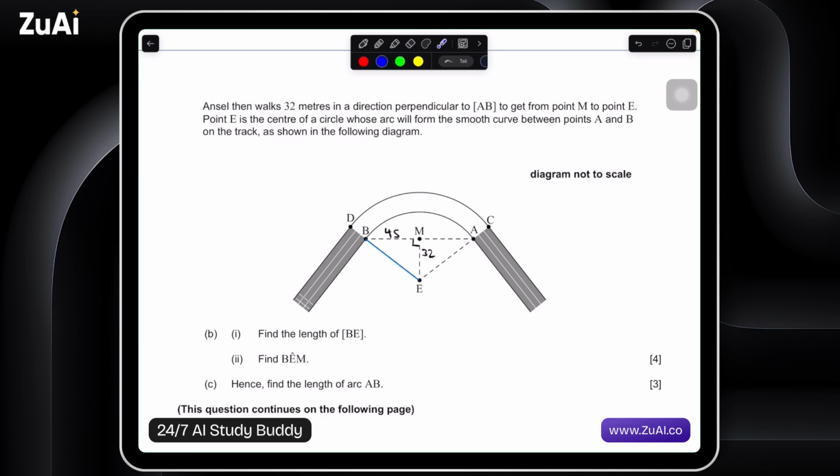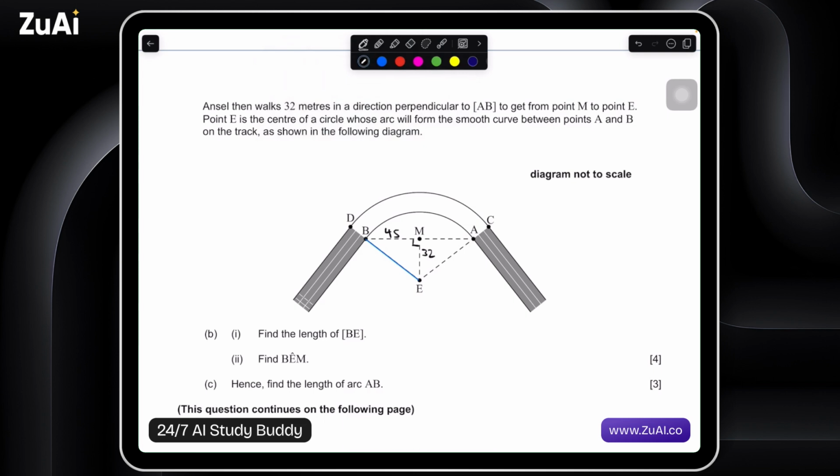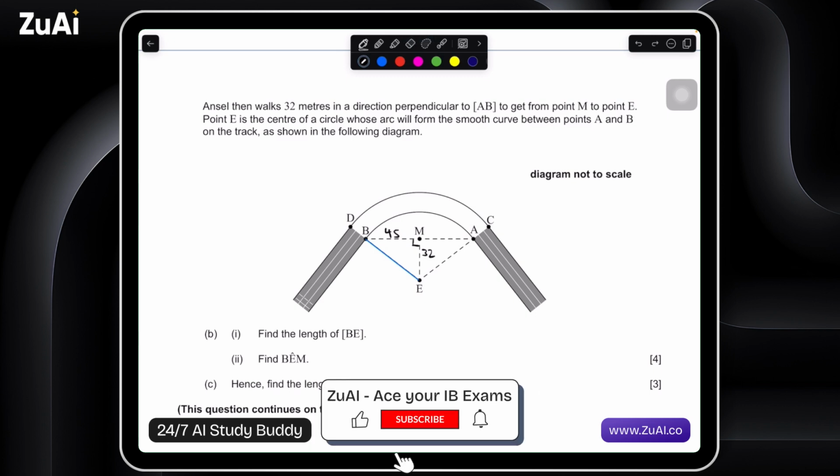Since we have a right angle triangle here, we should be able to use the Pythagorean theorem. And let's call it x for now. Don't want to over-define our variables, but let's just call it x. I think that should be fine.